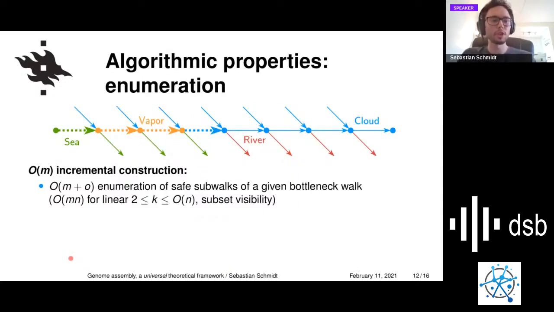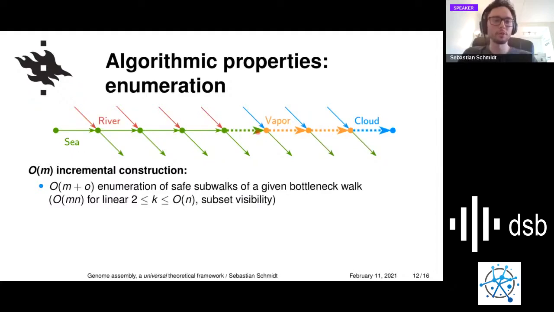On the other hand, for the enumeration algorithm, there's a useful property of the hydrostructure. That is that we can construct it incrementally. That means we can construct it for all subwalks of a given bottleneck walk at once. And this works because if we imagine this whole walk here to be our bottleneck walk and the highlighted walk here to be our subwalk, then if we now shift this subwalk to the right along the bottleneck walk, the set R plus always increases, the set R minus always decreases. So the C always increases, the cloud always decreases.